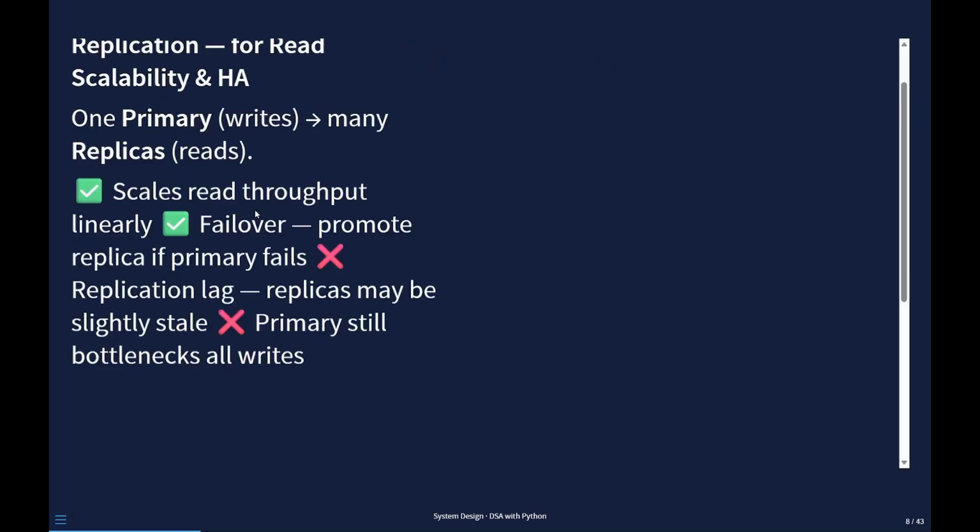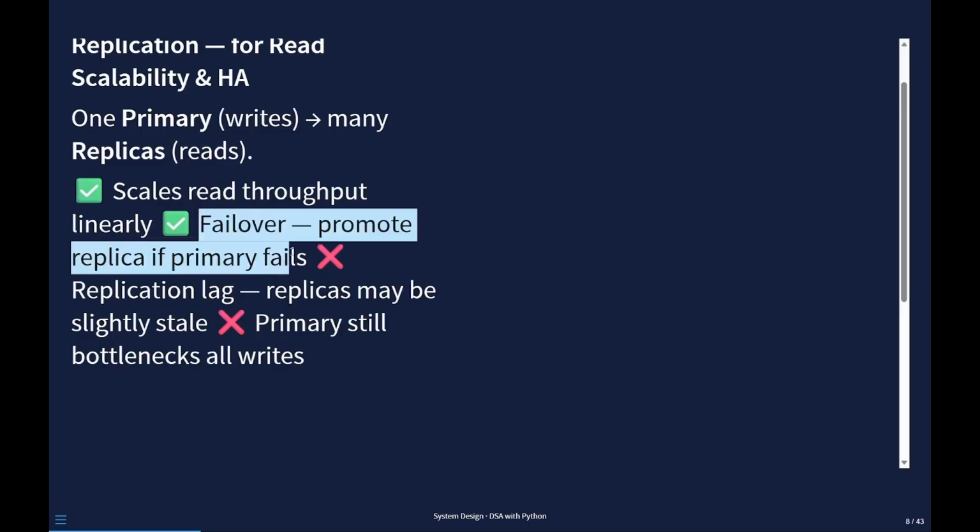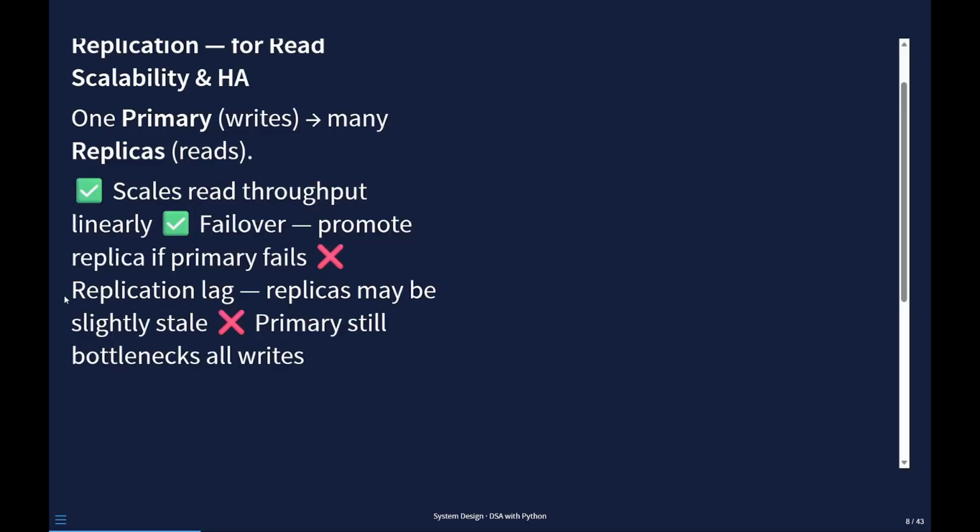The benefits. Read throughput scales linearly with the number of replicas. And if the primary fails, you can promote a replica. That is your failover strategy for high availability.